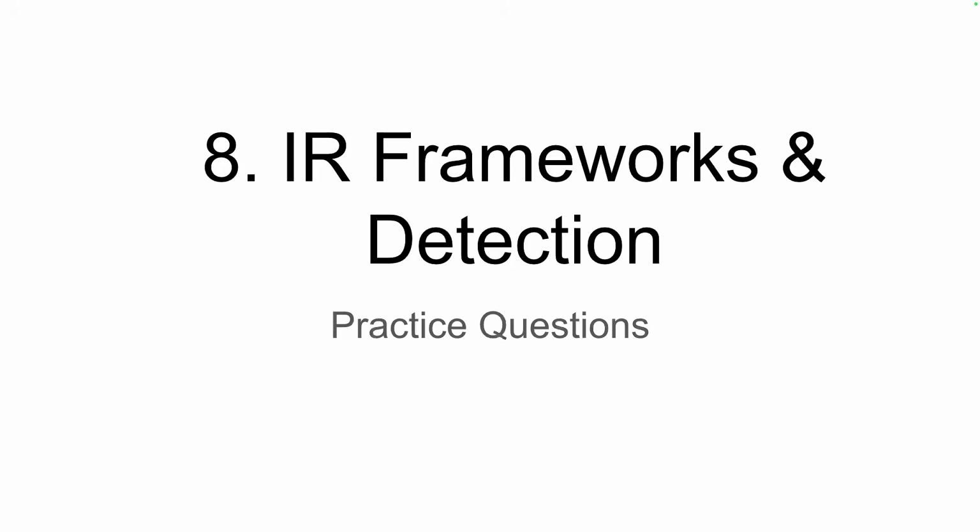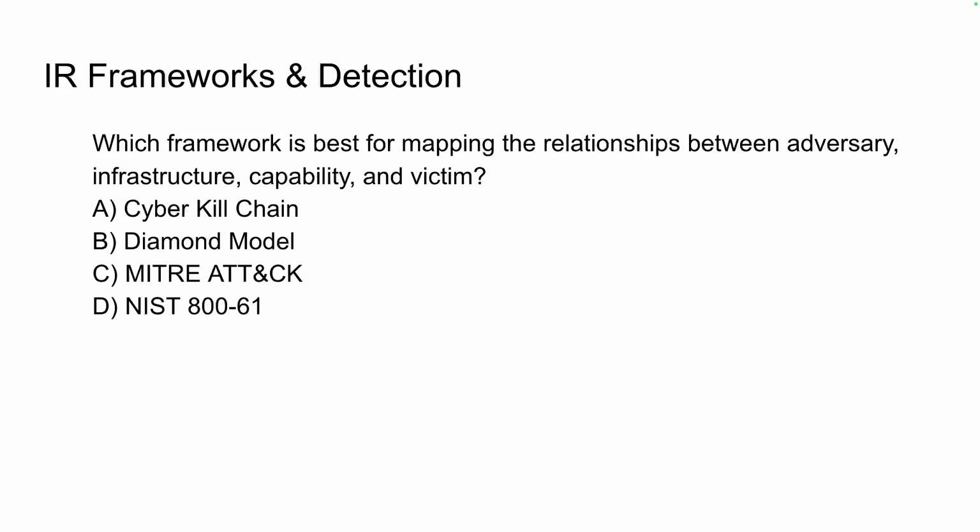It's because a lot of times we get cocky and we think that we're doing really, really well, and all of a sudden we let our guards down. So keep your guards up. Make sure you pay attention to everything. Let's get into it. The first question is, which framework is best for mapping the relationships between adversary, infrastructure, capability, and victim?